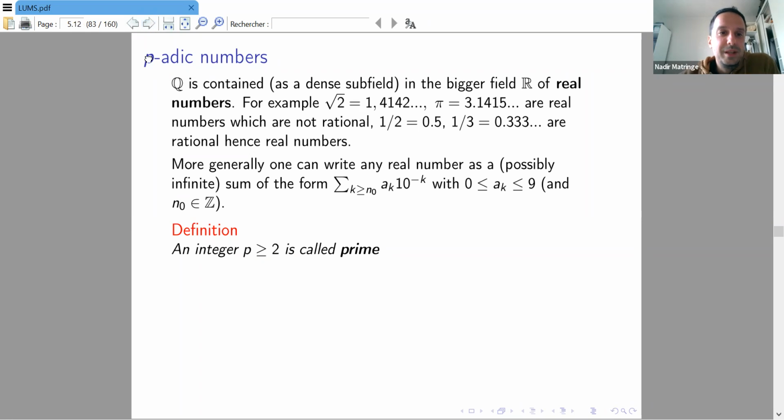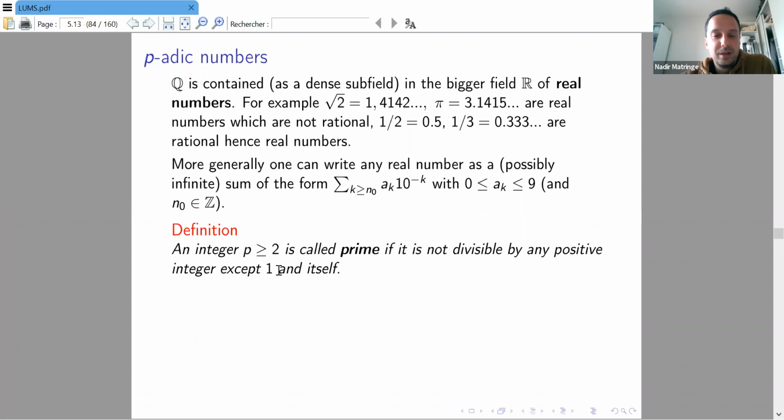So what is the p here in p-adic numbers? It's a prime number. So I remind you that a number is prime if it is an integer which is at least equal to 2 and which is divisible only by itself and by 1.